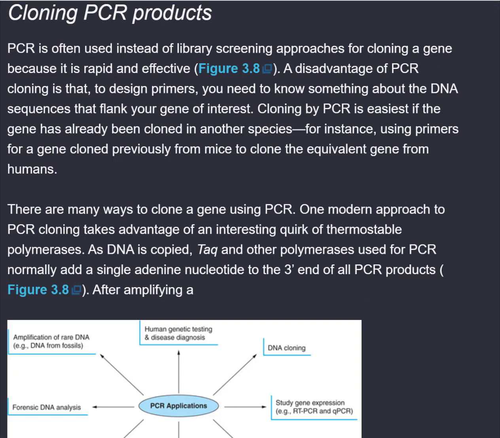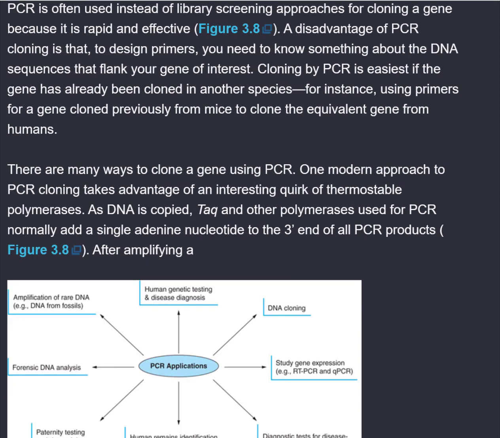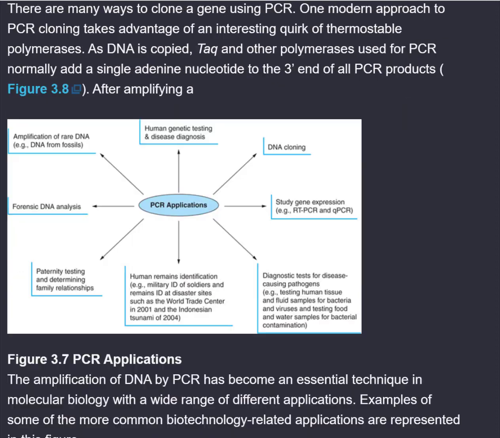Cloning PCR products. PCR is often used instead of library screening approaches for cloning a gene because it is rapid and effective. Figure 3.8. A disadvantage of PCR cloning is that, to design primers, you need to know something about the DNA sequences that flank your gene of interest. Cloning by PCR is easiest if the gene has already been cloned in another species, for instance, using primers for a gene cloned previously from mice to clone the equivalent gene from humans.